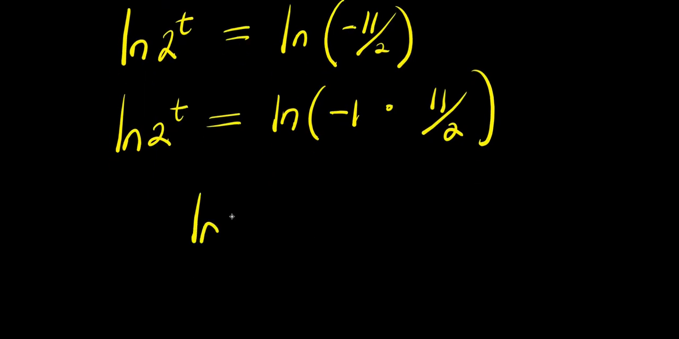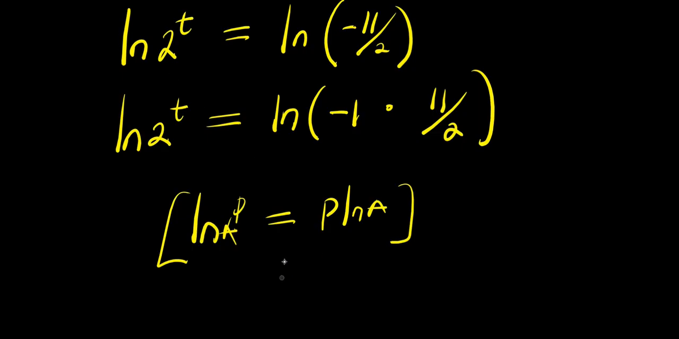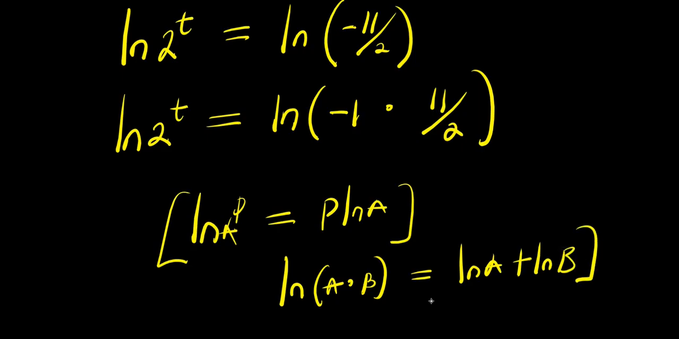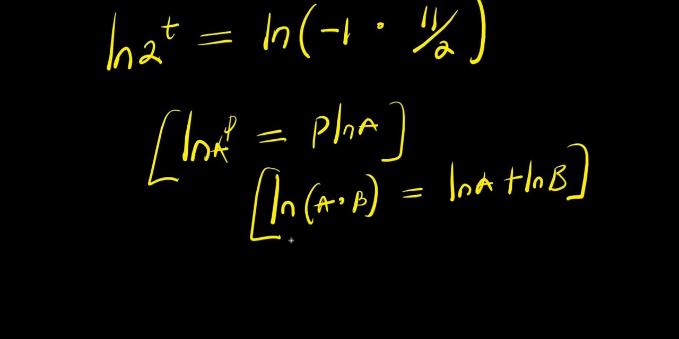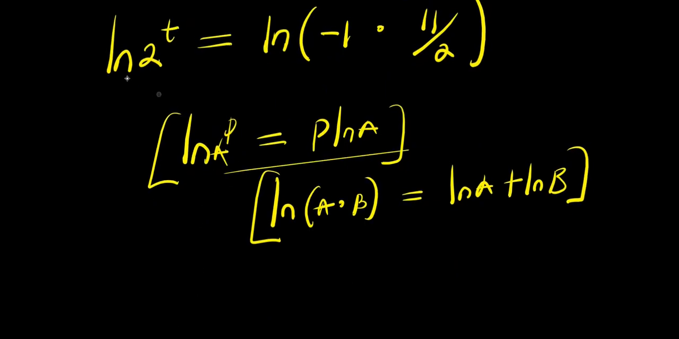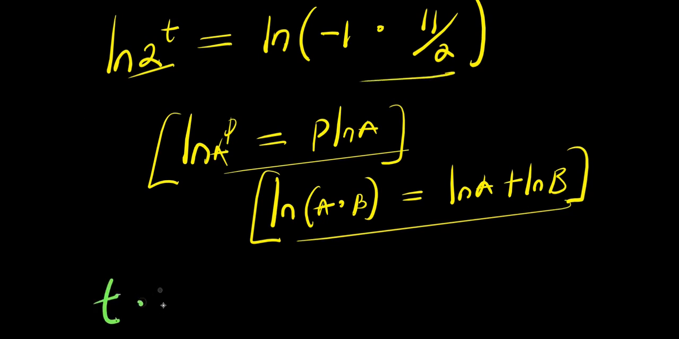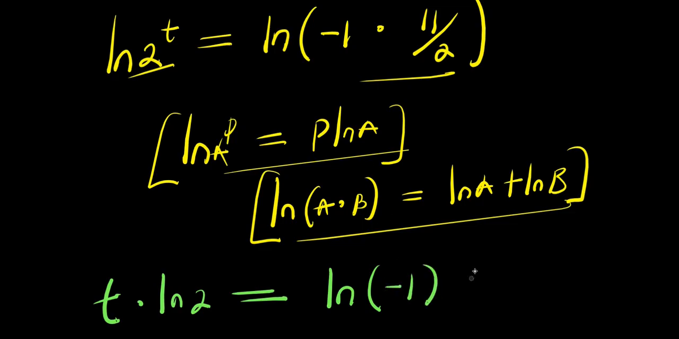So if you have natural log of a power p, this is p times natural log a. And also, if you have natural log a times b, this is natural log a plus natural log b. So, applying this identity here and this identity here, what I'm going to have is t times natural log 2 equals natural log, this is negative 1 plus natural log 11 over 2.